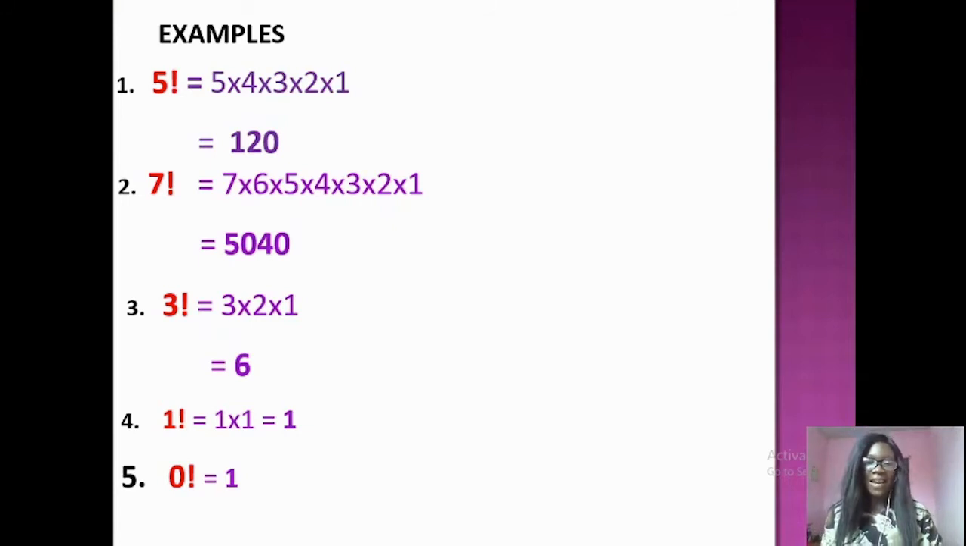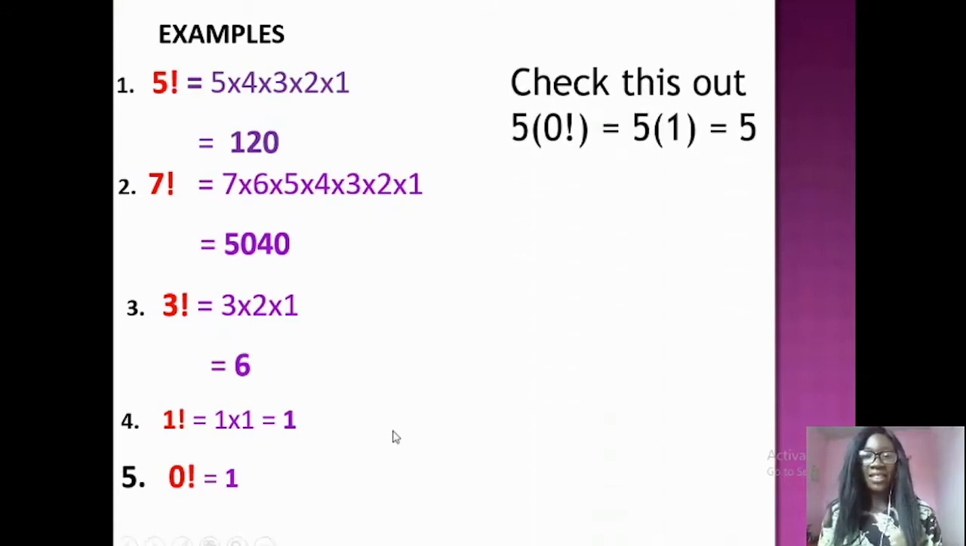All right, now let's check this out. If I have something like 5 into 0 factorial, this is kind of a multiplication. When we remove the brackets, we have multiplication. So first of all, you're going to solve the bracket as we normally do in BODMAS. So 0 factorial is 1. You just write this 1.